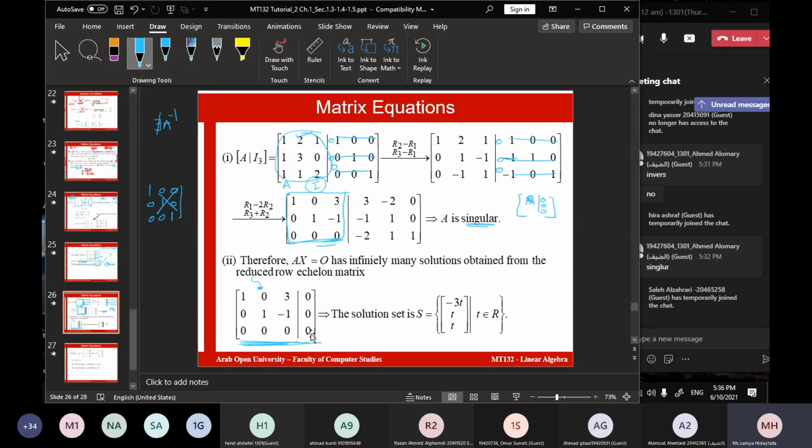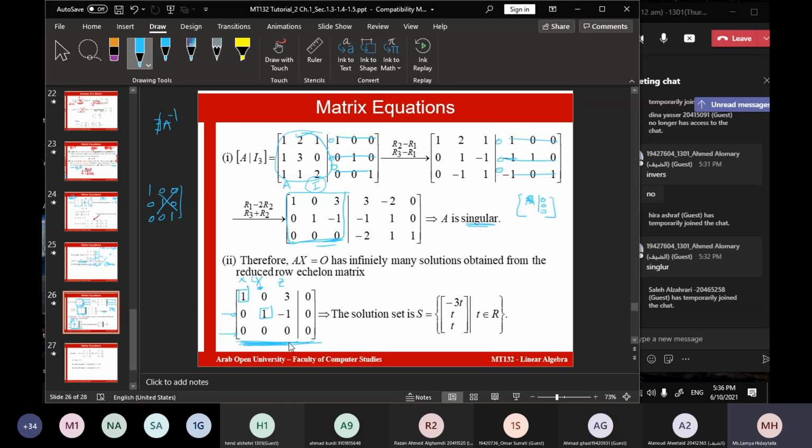Okay, so now what is the solution? How many leading ones do I have? This is the first leading one. Yes, in the second row this is the leading one. Here we don't have a leading one. So the number of leading ones is less than the number of unknowns. I also have unknown 3. Okay, so how many solutions? Infinitely many solutions.